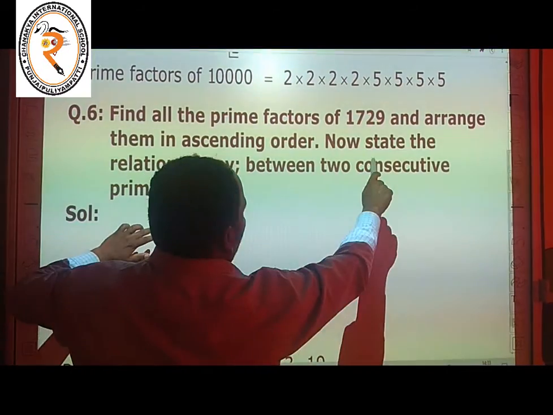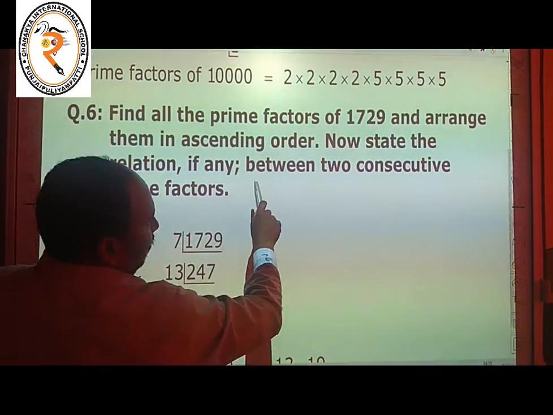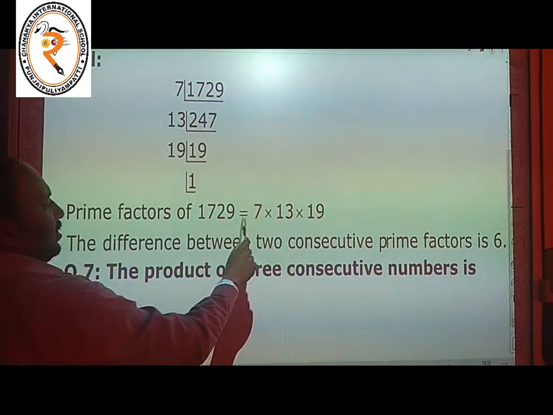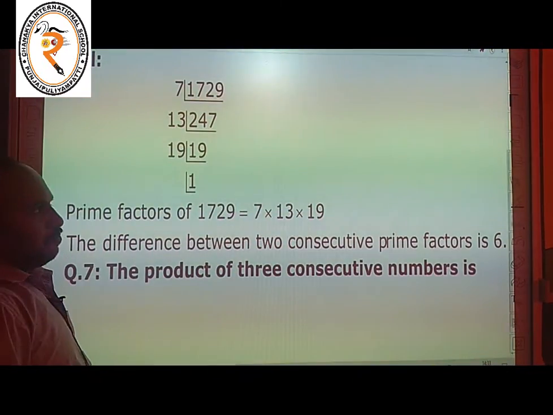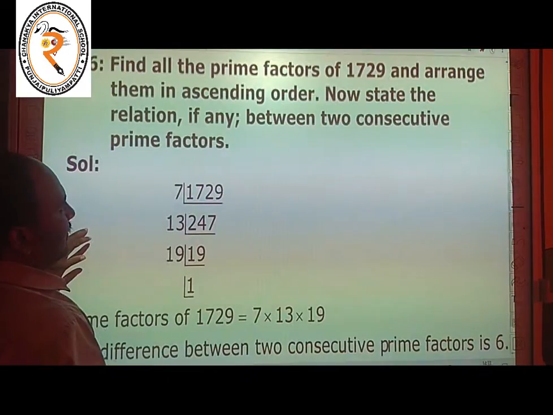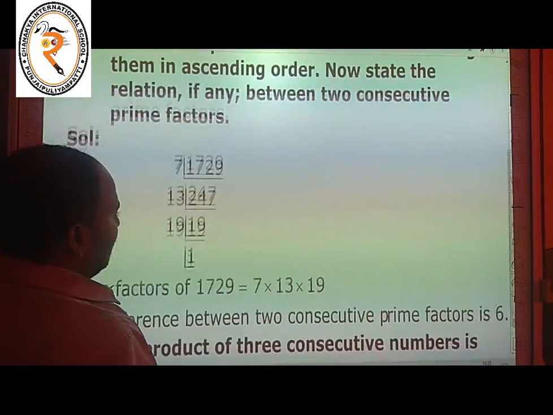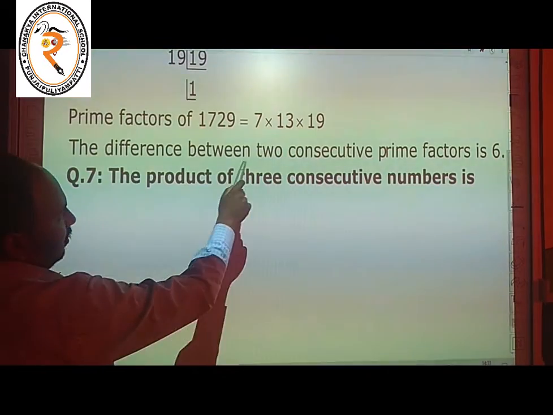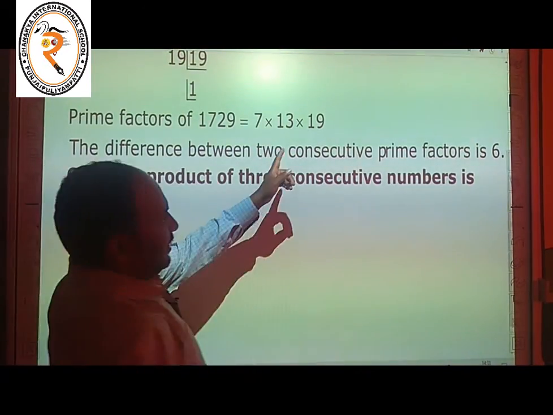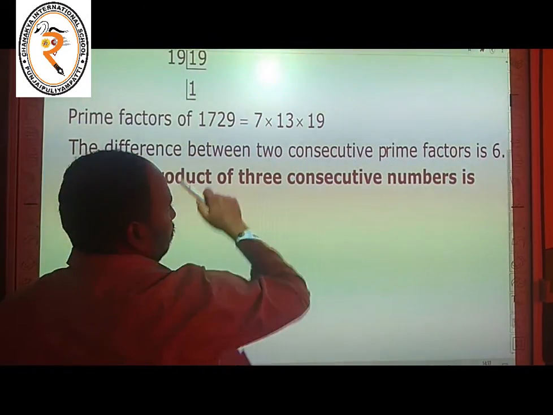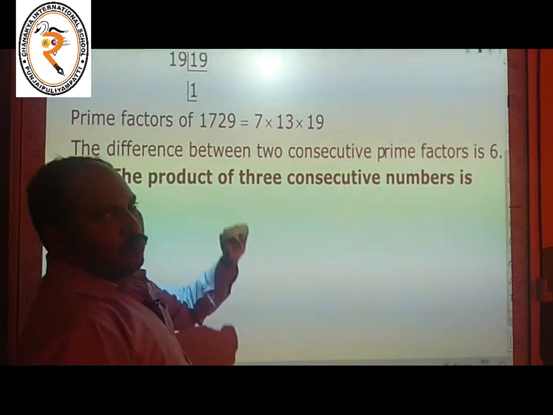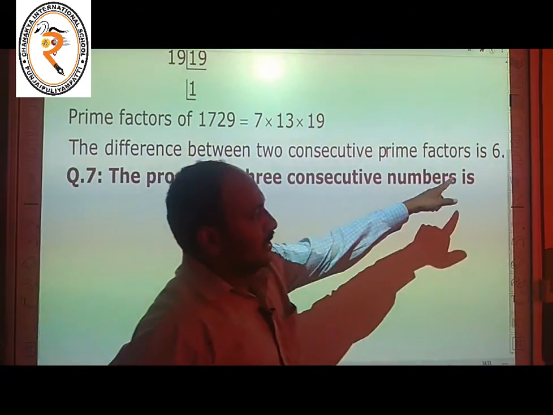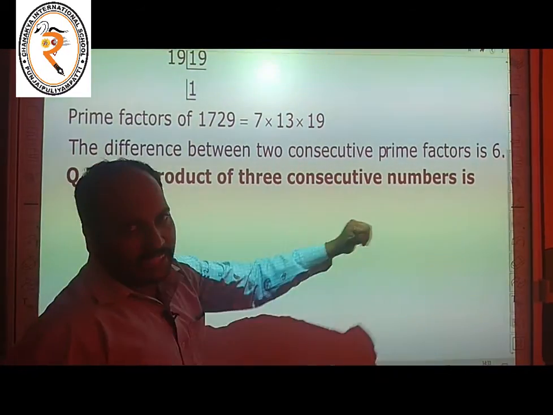The final part is now state the relation, if any, between two consecutive prime factors. We want two consecutive prime factors. The difference is 6. The difference between two consecutive prime factors is 6. Listen here. 13 minus 7. You want the difference of two numbers 13 and 7. 13 minus 7 is equal to 6.